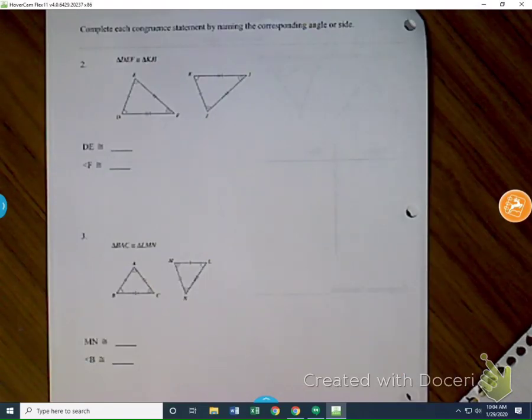Side. So what pairs with DE? And this should have had the little line over it. So DE would pair with what? KJ. Okay? Because D and K are congruent, and E and J are congruent. What paired with F?